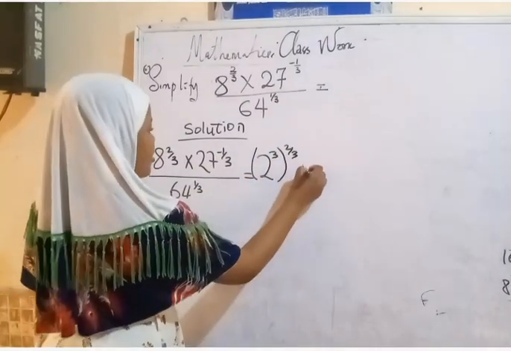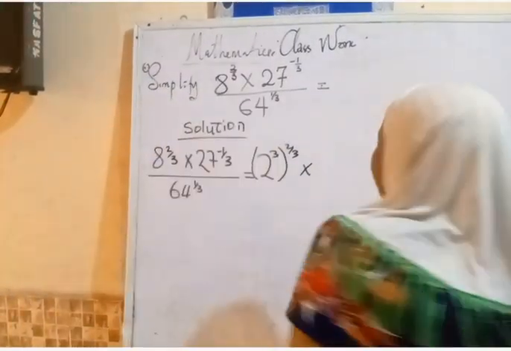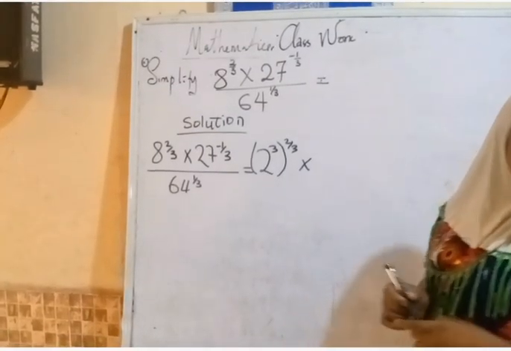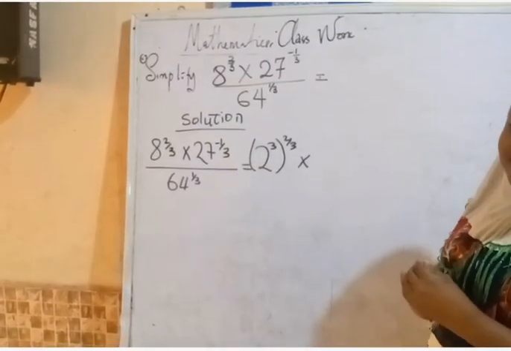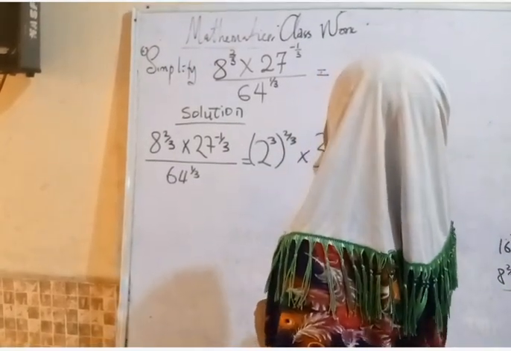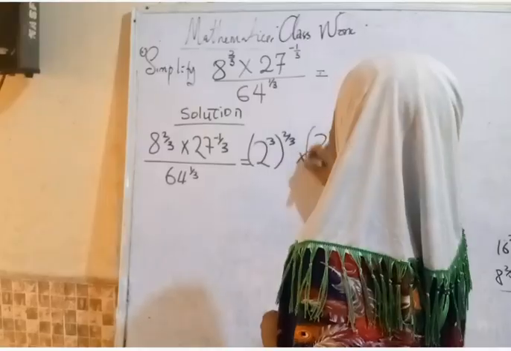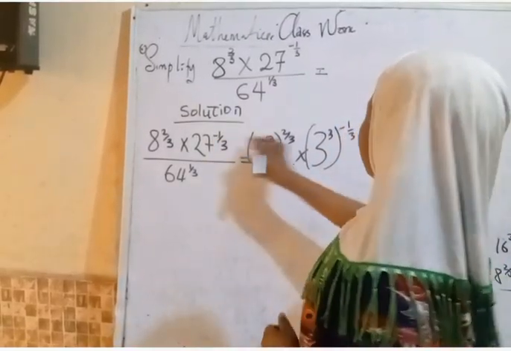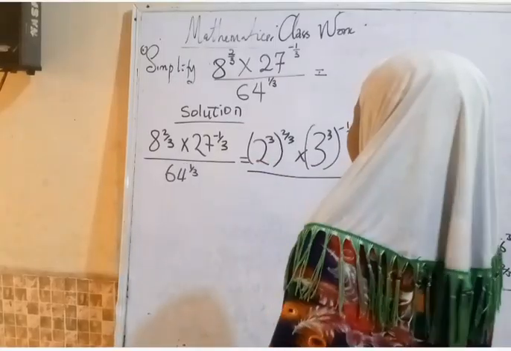Index form of 27. Index form of 27. Who can tell me the index form of 27? Okay. You bracket it, that's minus 1 over 3. Once it's here, you put it back here. Okay, thank you. Index form of 64.